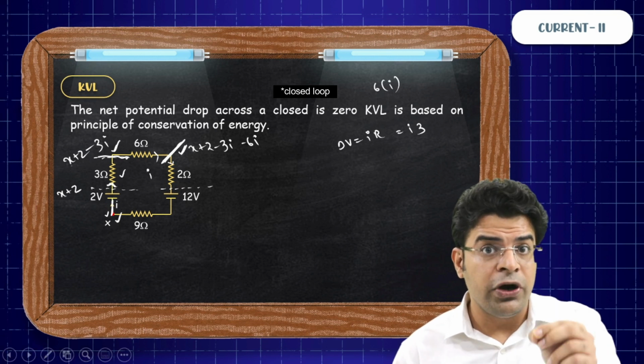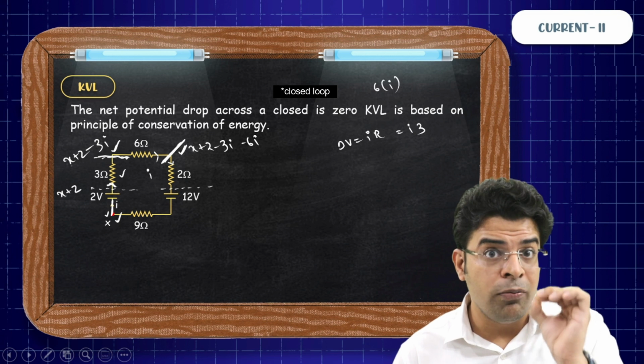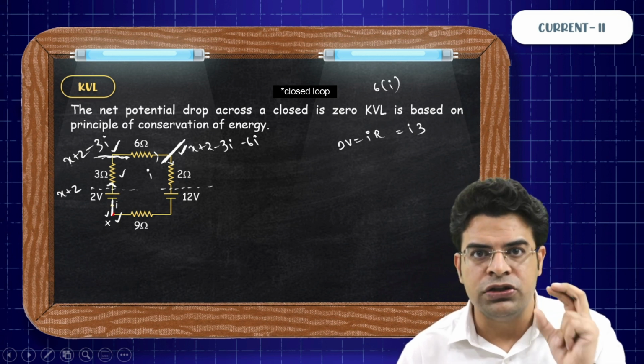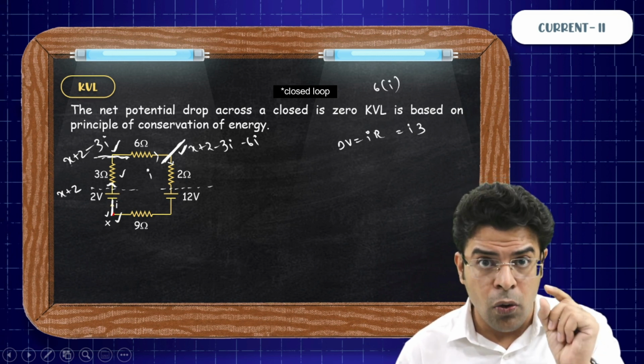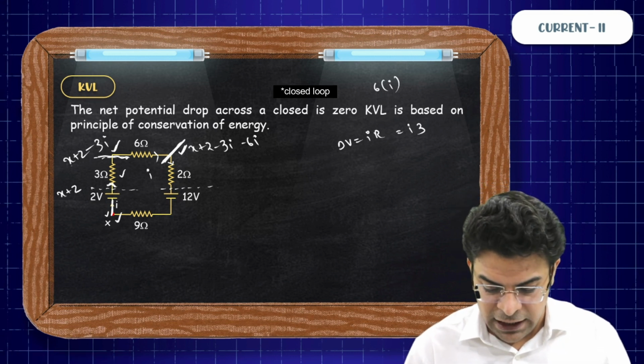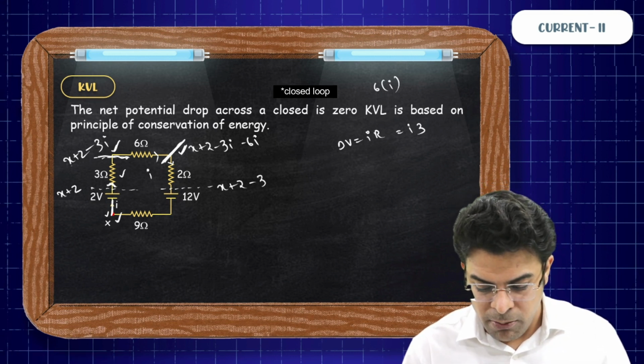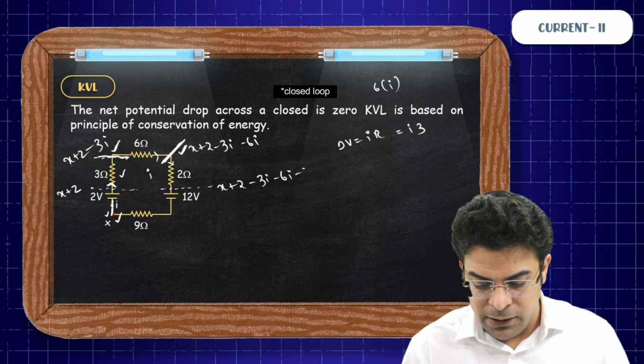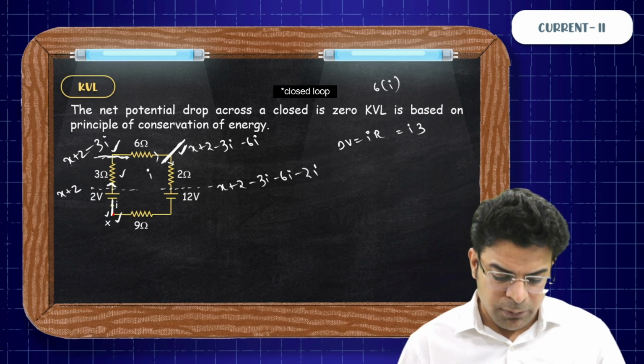So the lower point will have a potential less. How much less? Equal to the potential drop across the resistor, and that will be 2 ohm into I, 2I. So here at this point potential will be X plus 2 minus 3I minus 6I minus 2I. What will be the potential of this point?